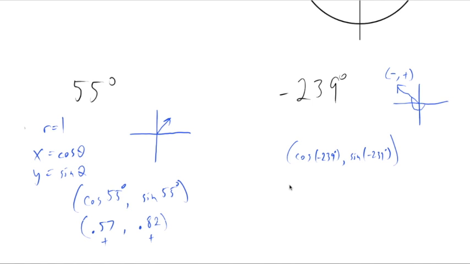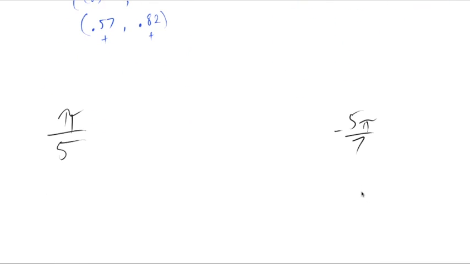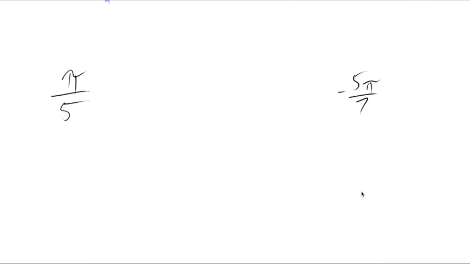I get a negative 0.52 out, and sine of negative 239 gives me a positive 0.86. So, does our answer that we found make sense? Yeah, I have that negative x and positive y, so that actually worked out. So let's try them with radians.